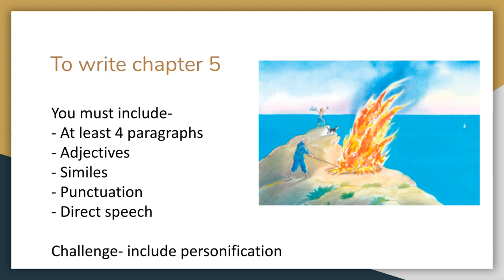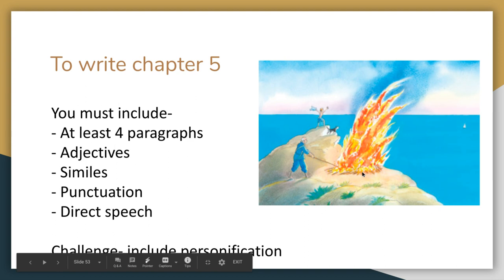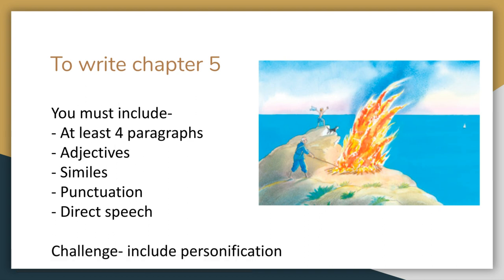As a challenge, I would like you to try and include some personification, which is figurative writing, where you take something which is not human and make it do something a human could do. So, for example, if you look in the picture, I could say that the fire was dancing in the wind. Now, fire can't actually dance, but it is a great way of describing.